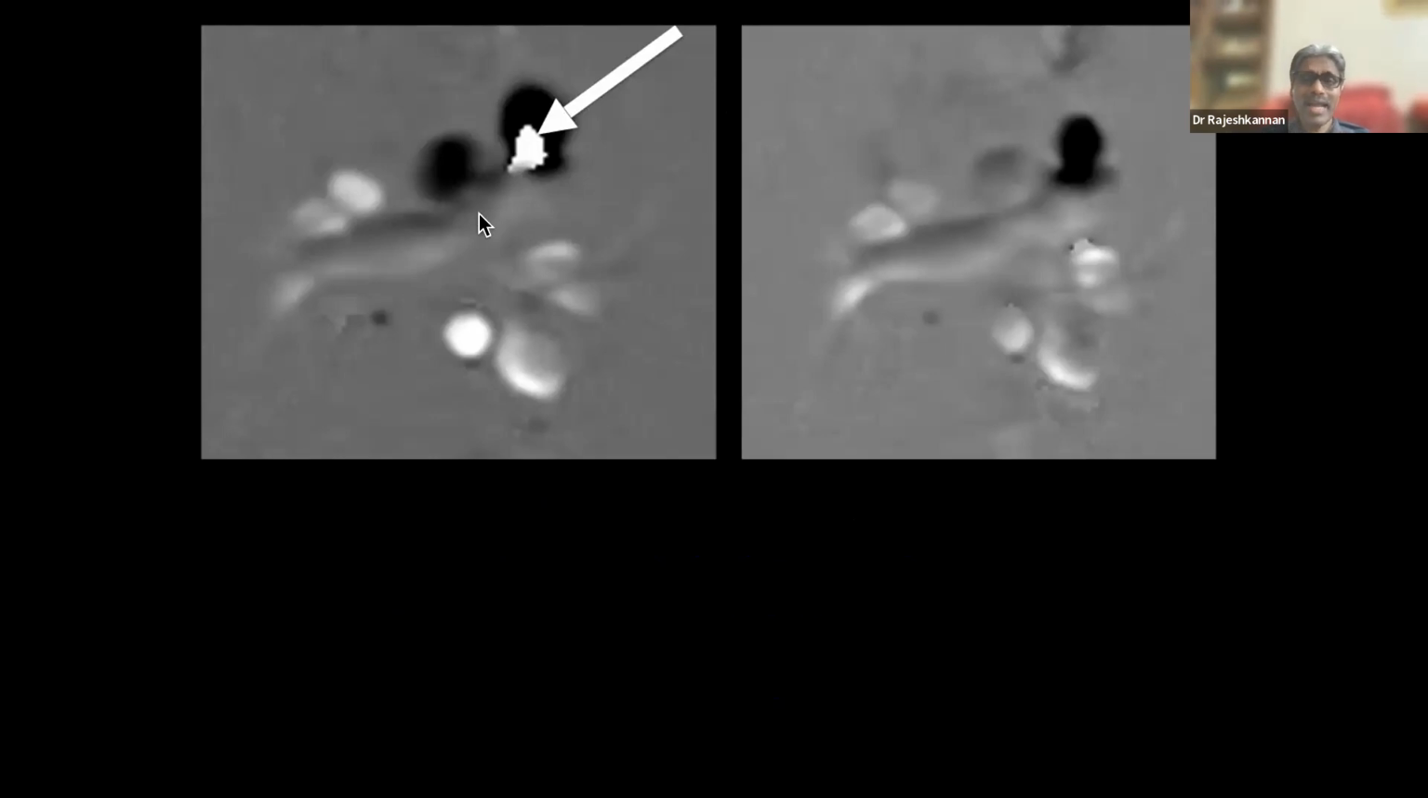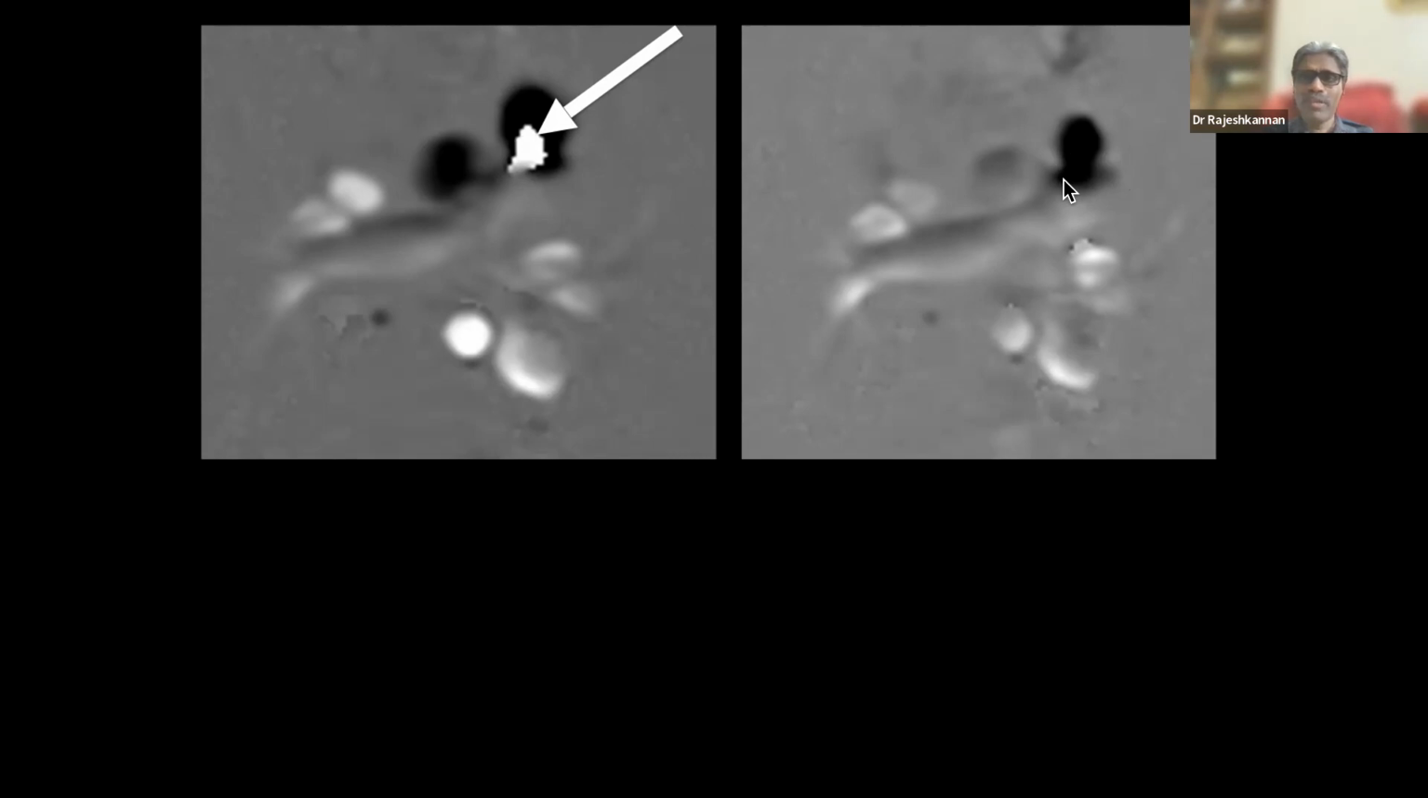So this is the aliasing artifact, which is one of the most common artifacts, and this is due to the use of a very low Venc. If the velocity of the vessel is higher than the Venc we have selected, the higher velocity spins will appear as flow opposite to that of a normal flow. For example, in this case it is appearing bright in a normal flow of dark background. So once you increase the velocity encoding, the vessel appears homogeneously dark.